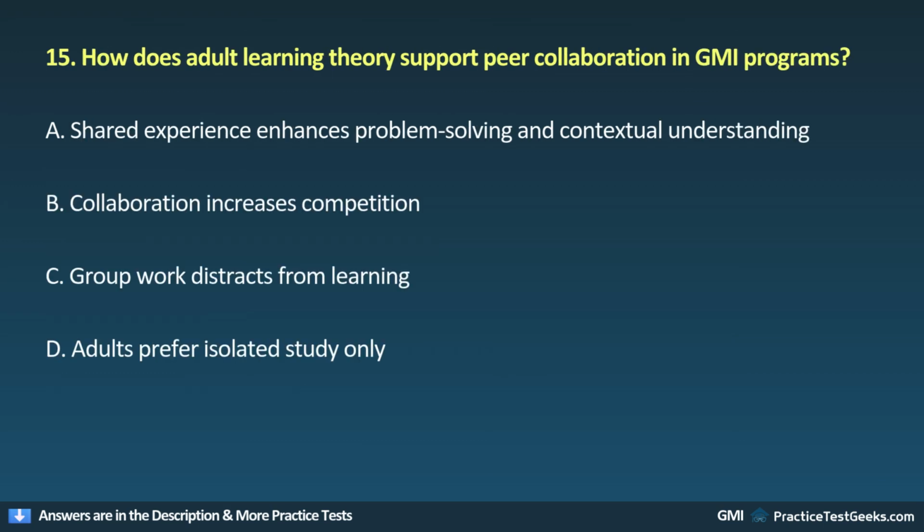15. How does adult learning theory support peer collaboration in GMI programs? A. Shared experience enhances problem solving and contextual understanding. B. Collaboration increases competition. C. Group work distracts from learning. D. Adults prefer isolated study only.